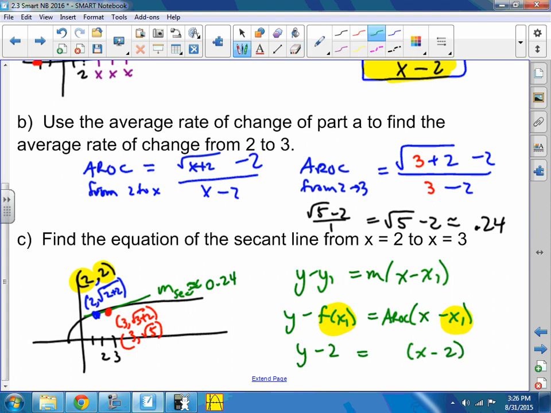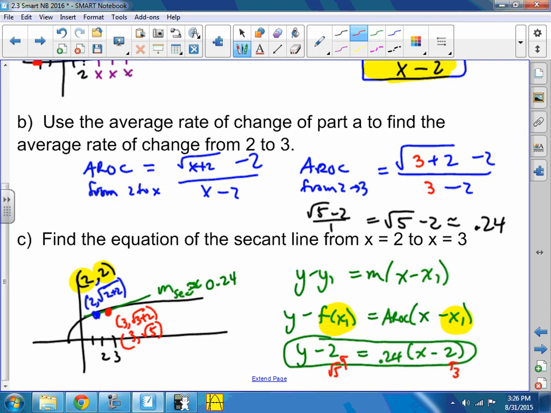For AROC, we calculated that earlier. That's the slope of the green line, and that's our answer from part C, basically, so 0.24. So you can write this answer, or you can use, instead of the 2 and 2, you can use the 3 here and the root 5 here.